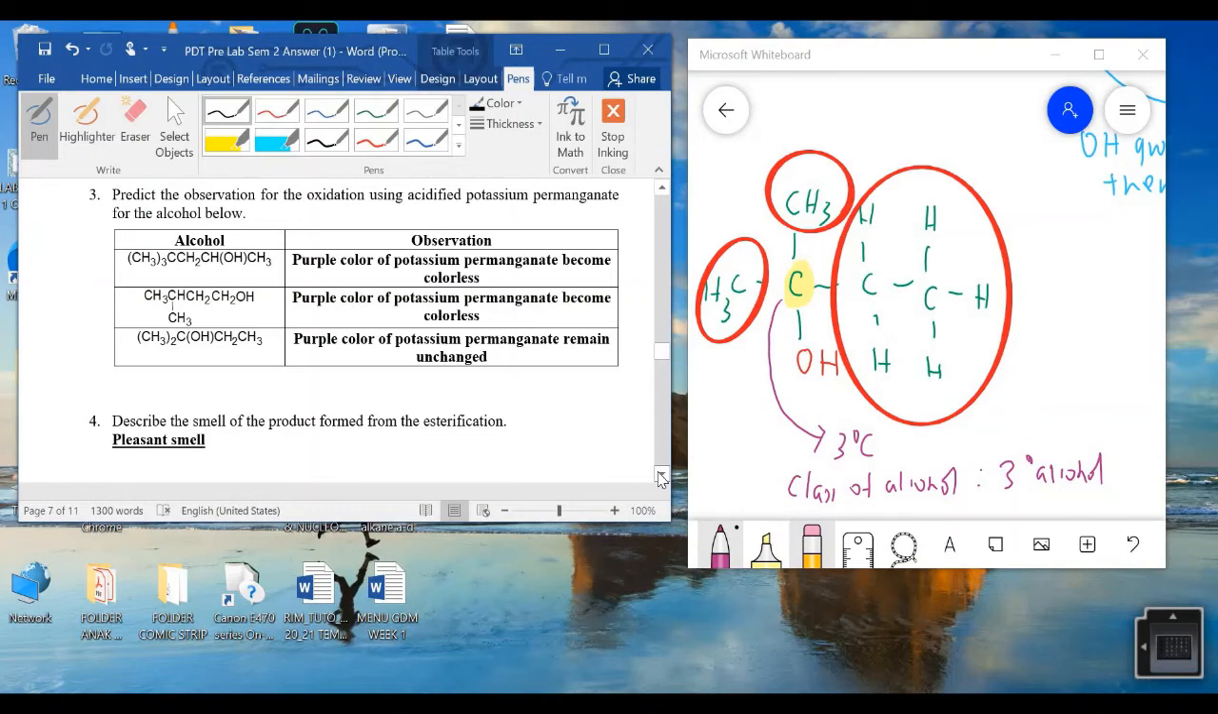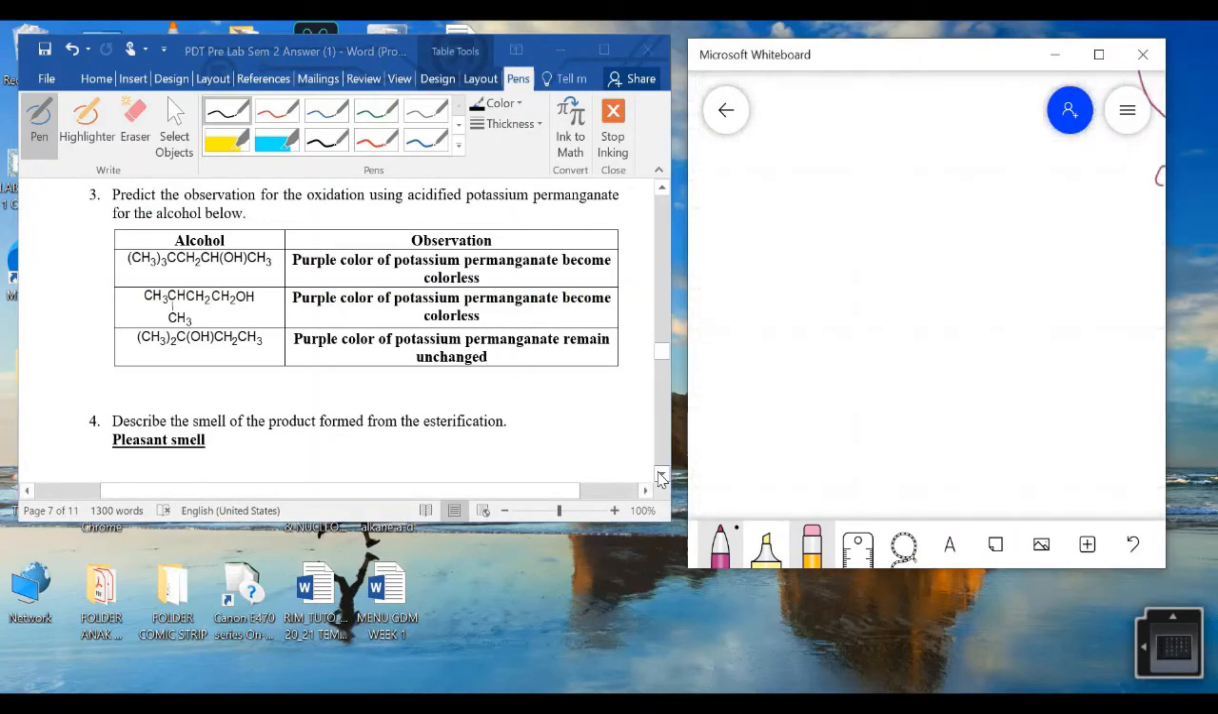Okay, untuk CH3, CH2, ni mana this one is secondary. Okay, untuk secondary alcohol, purple color of potassium manganate solution will become colorless. Untuk primary alcohol, purple color of potassium manganate solution will become colorless. Dan untuk tertiary alcohol, purple color of potassium manganate solution remain unchanged. Tertiary alcohol cannot undergo oxidation reaction.